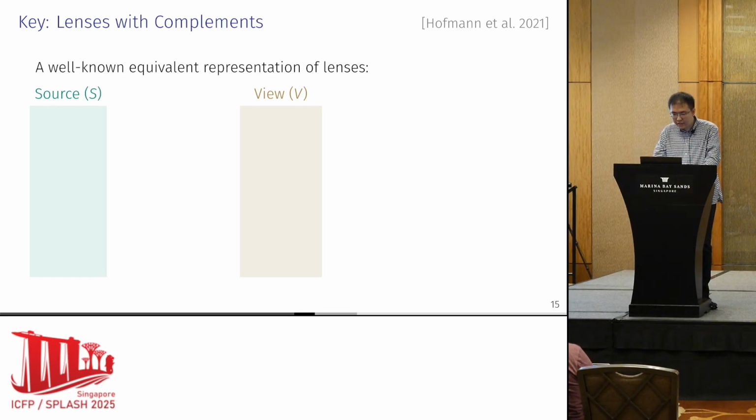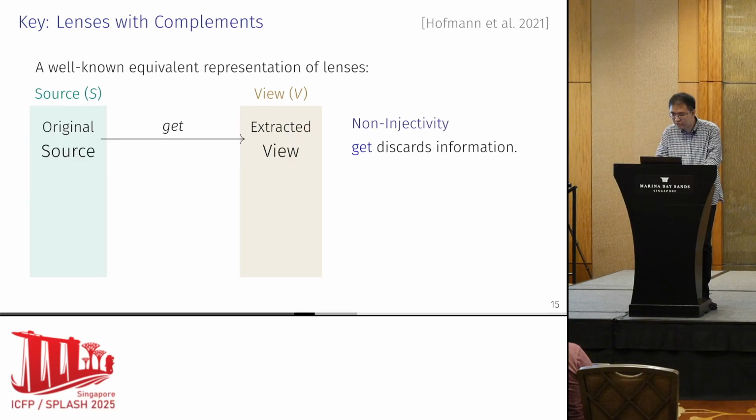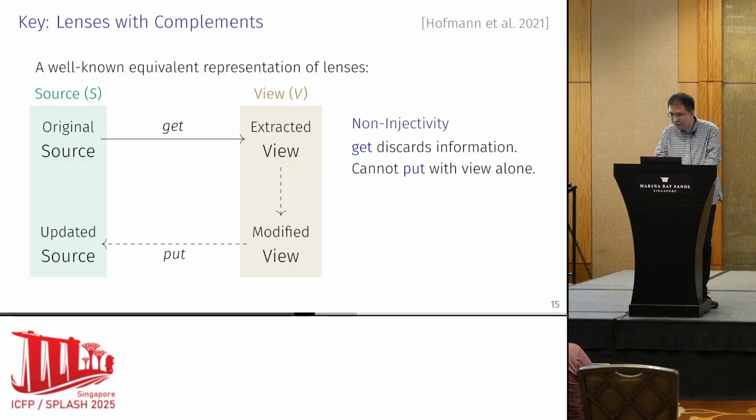We discovered that we can solve the questions by migrating from the previously shown encoding for lenses to this well-known representation of lenses called lenses with complements, and they are known to be equivalent to each other. So still we have the source and the view. We can convert from the original source to the extracted view by using GAT. And then this conversion discards some information, so we cannot directly put it back.